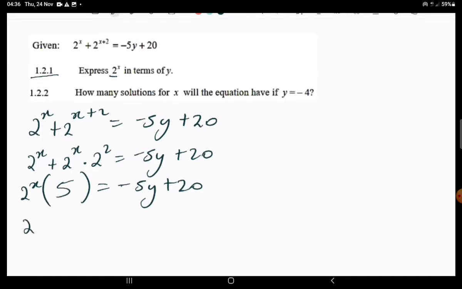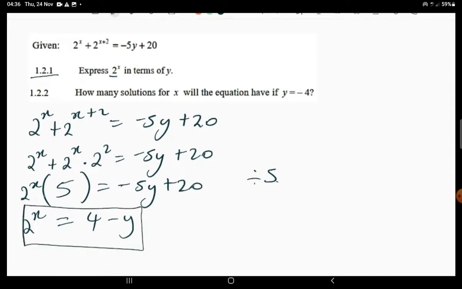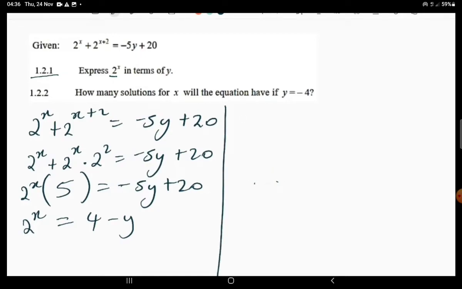Then you have to divide both sides by 5. Then you'll then have on this side 20 divided by 5 is just going to be 4, then negative y. So this is actually the expression for 2 to the exponent x in terms of y. So that's basically that.